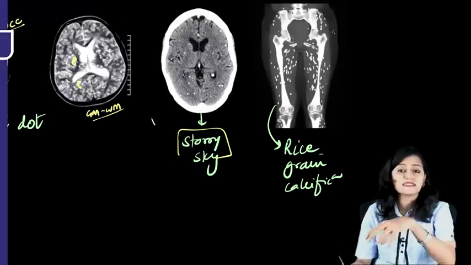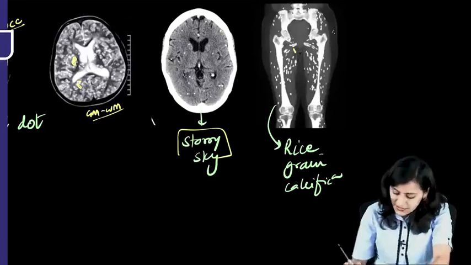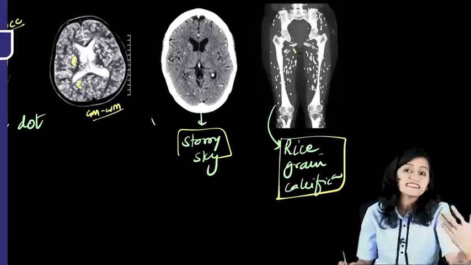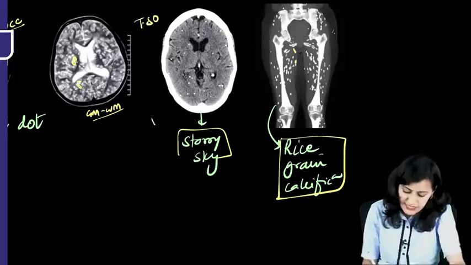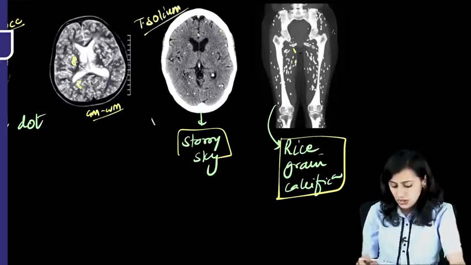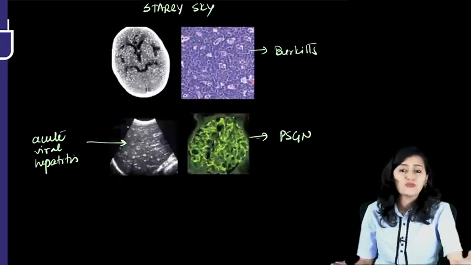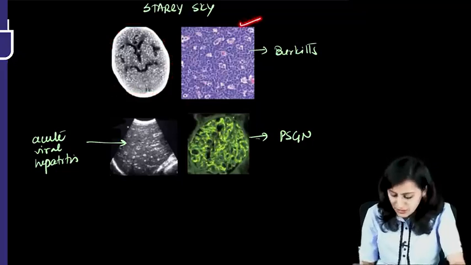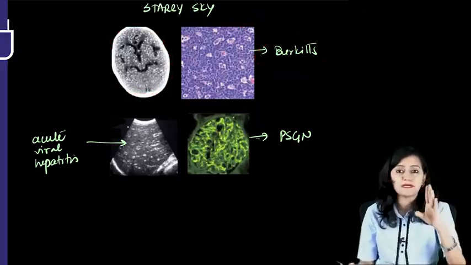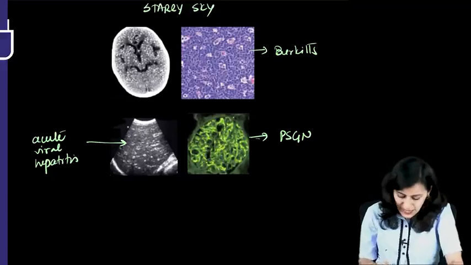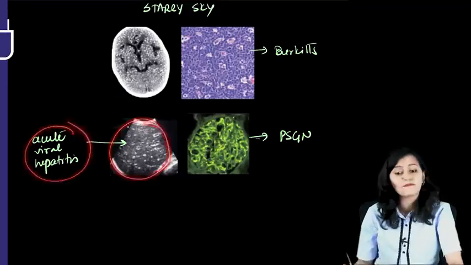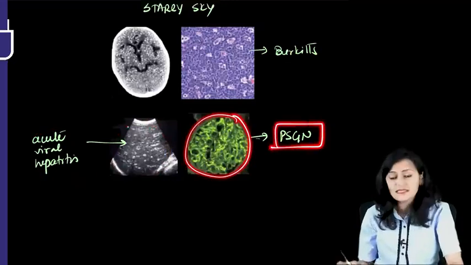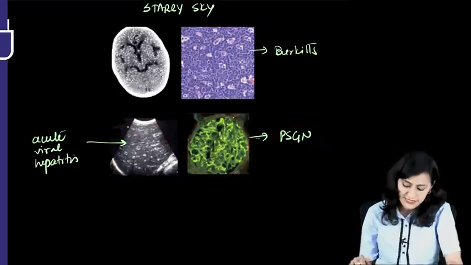Similarly, cysticercosis in the muscle can cause this rice grain calcification. Even this is a feature of cysticercosis, Taenia solium, right? So this is NCC. Now, where else do you see the starry sky? In the brain, NCC. Hematology, Burkitt's lymphoma. Remember Burkitt stars in the sky. Acute viral hepatitis, the liver appearance on ultrasound. And on immunofluorescence, it is post-streptococcal glomerulonephritis.